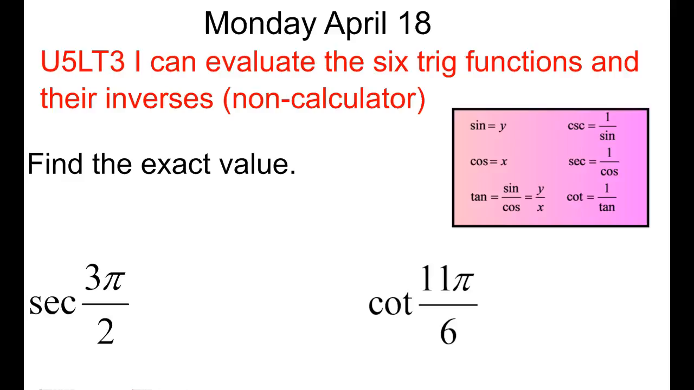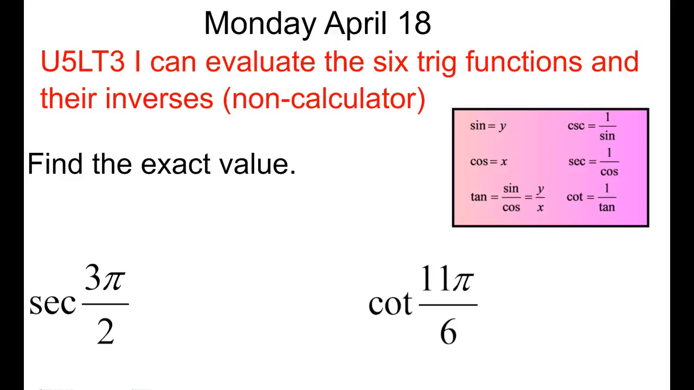What I'd like you to do, this is the last piece, is I want you to figure out the exact value for the secant of 3 pi over 2 and the cotangent of 11 pi over 6. So you can go ahead and pause this and give the kids about 5 minutes to do that. When you come back, we'll work on some answers.